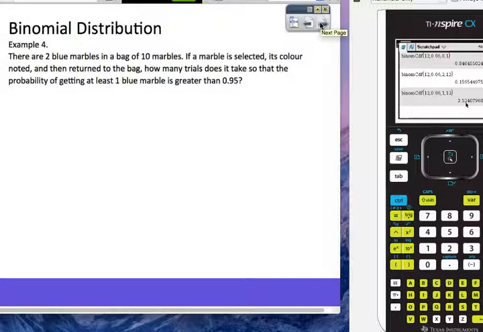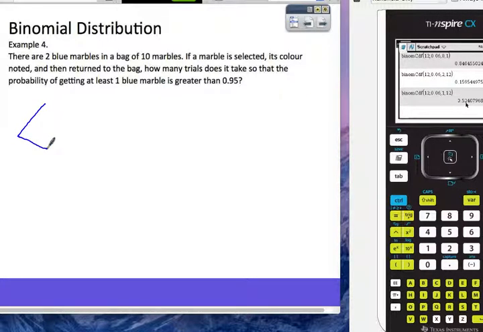Let's move on to the next question. A little bit more involved. There are 2 blue marbles in a bag of 10 marbles. If a marble is selected, its color is noted, and it is returned to the bag. How many trials does it take so that the probability of getting at least 1 blue marble is greater than 0.95? So in this question, it's all in the setup here.